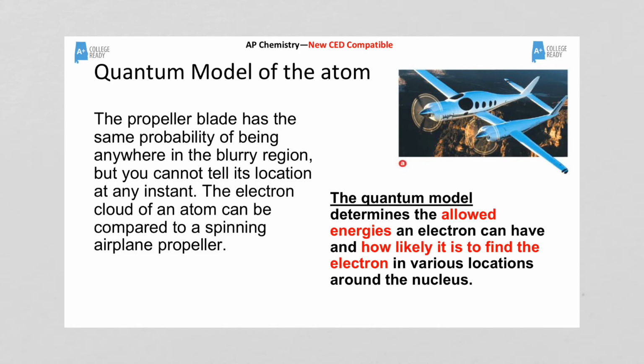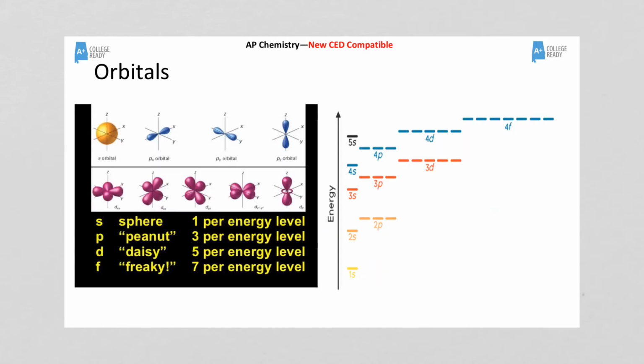Okay, now we'll get into the quantum model of the atom, and this propeller blade example is really great because we really are not able to tell at any particular instant the exact location of an electron. So the propeller is really a great analogy to that. But really, what the quantum model helps us understand is that electrons can only have certain allowed energies, meaning they're only likely to be found in certain places in the cloud around the nucleus.